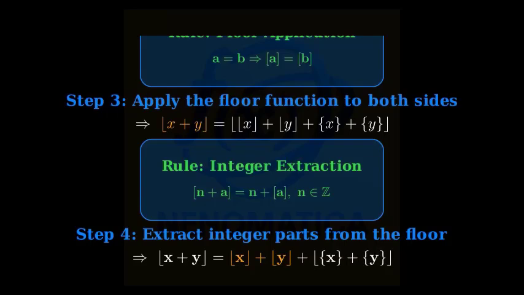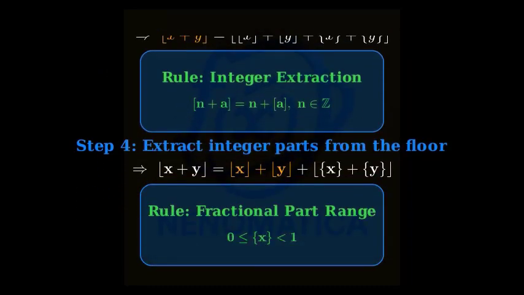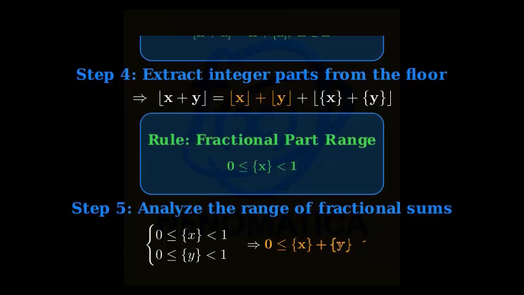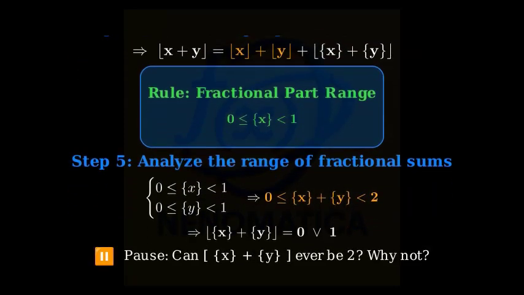Step 5. Analyze the range of fractional parts. The fractional part of any real number is at least 0 and less than 1. Therefore, the sum of the fractional parts lies between 0 and 2. This implies the floor of their sum is either 0 or 1.